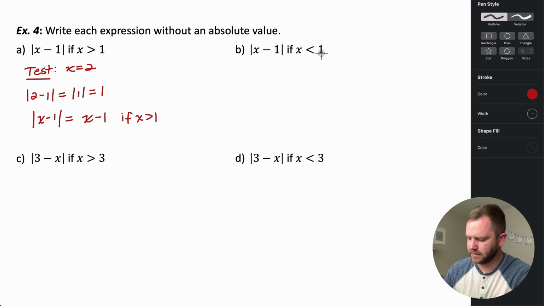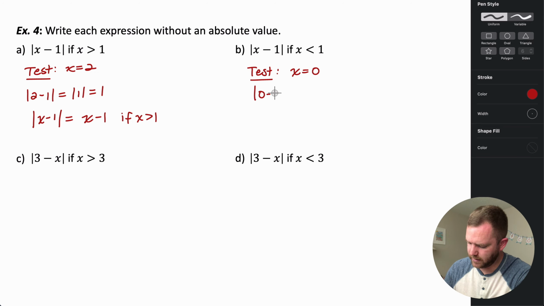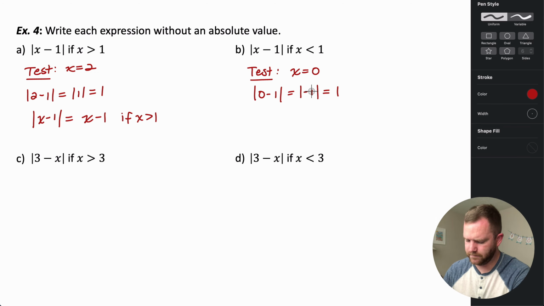But now we're looking at the other side: the absolute value of x minus 1, if x is less than 1. So again, we can test a value. Let's go ahead and test x equals 0. I like to test 0 whenever I can, whenever it meets those conditions. So plug it in, absolute value of 0 minus 1. That's the absolute value of negative 1, and we know the absolute value of negative 1 is just 1. So in this situation, my simplified argument gives me the opposite.